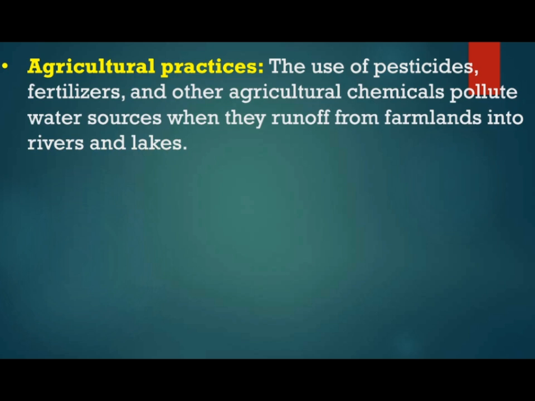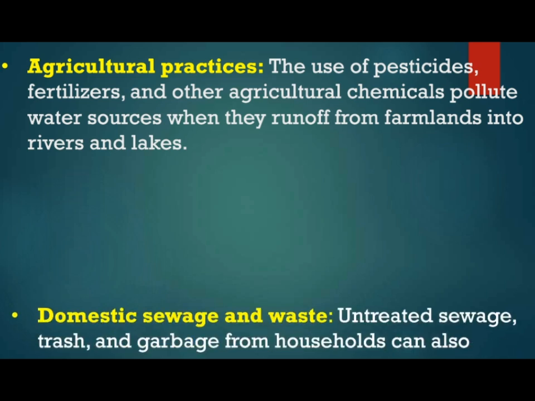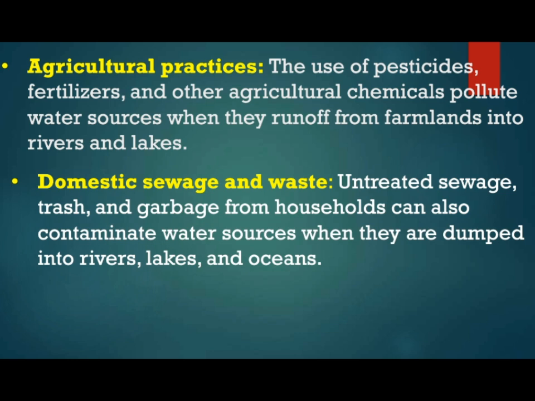And next is agricultural practices. The use of pesticides, fertilizers, and other agricultural chemicals pollutes water sources when they run off from farmland into the rivers and lakes. Agricultural practices include many fertilizers and pesticides that are harmful chemicals, and when they flow from farmlands to the rivers and lakes, they cause water pollution.